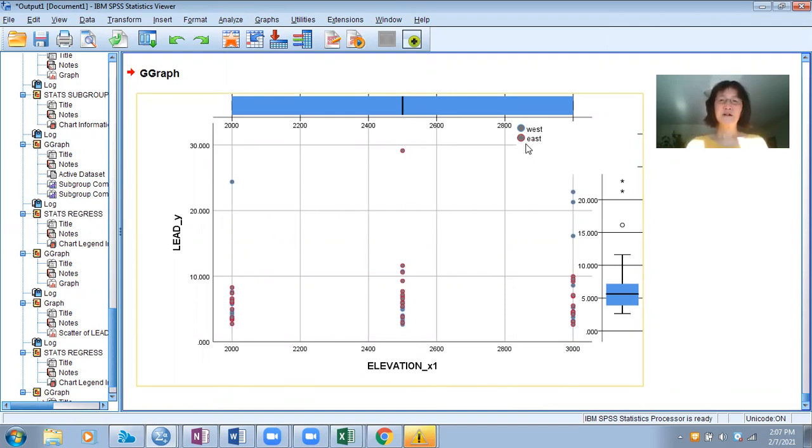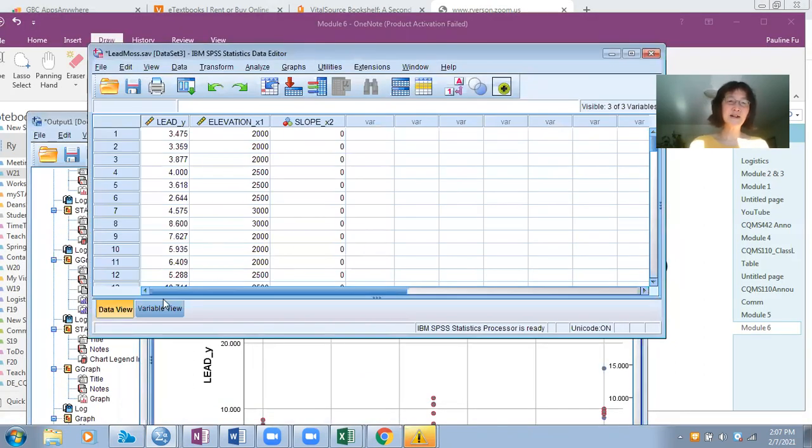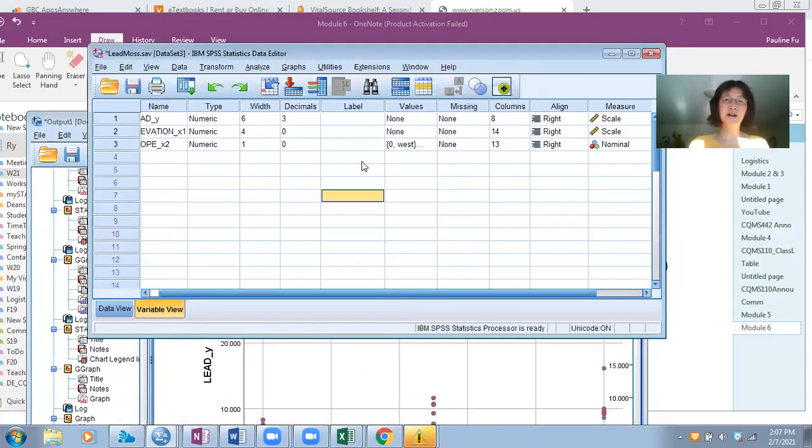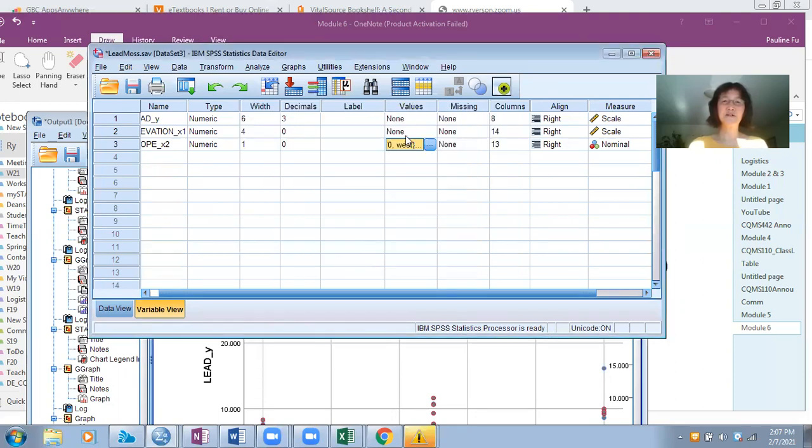Okay. By the way, how do you know 1 is east, 0 is west? If you go back to the data, you have to define labels. So if I click variable, I just type in here, value label. See, you can type in 0 is west, 1 is east. Okay, you go from here, the values here.